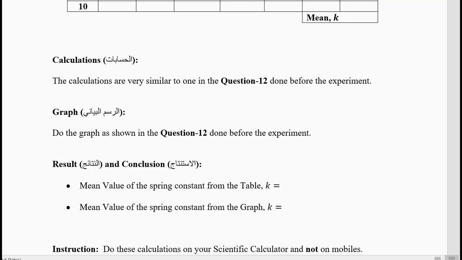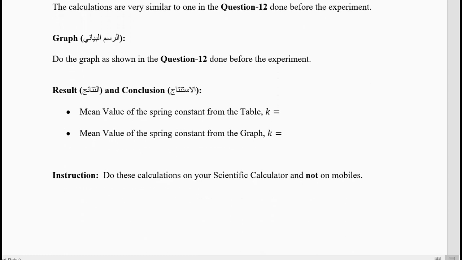Yes, there is a graph in this experiment. Do the graph as shown in questions 12, 13 and 14. 12, 13 and 14 are similar questions. What is the result and conclusion of this experiment? We can write either result or conclusion. In English we have two different words and they are slightly different. You can use any one of them in today's experiment.